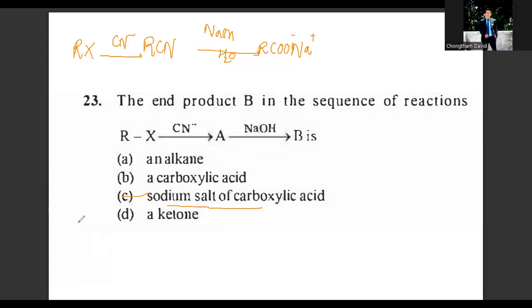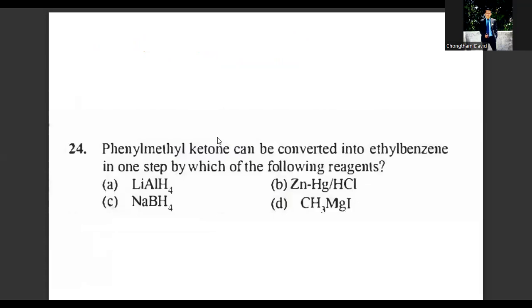Question number 24. Let's see. Phenyl methyl ketone can be converted into ethyl benzene in one step by which of the following reagents? So in all chemistry questions, you should learn how to explain by writing the reaction. So let us see the structure of phenyl methyl ketone. Substituents are present here, and since this contains a ketonic group, double bond oxygen, phenyl, methyl carbon. Okay.